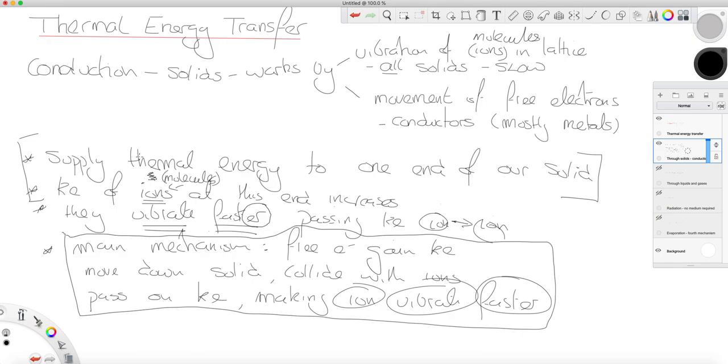So when you supply your thermal energy to one end, the free electrons at that end gain kinetic energy. They move down the solid and collide with ions in the solid further down. That means they pass on kinetic energy. That makes those ions vibrate faster. Two mechanisms for conduction.